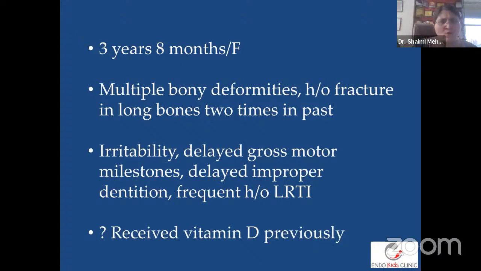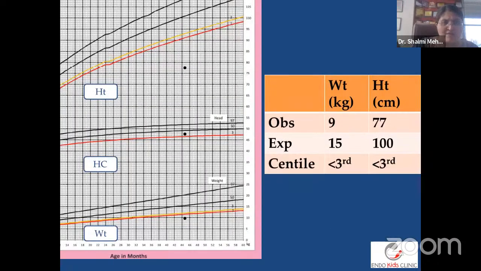And then, yes, because the child had rickets, she has mostly received a lot of vitamin D previously. And if you can look at the growth chart, you can see that the child's height percentile is quite on the lower side. So at 3 years and 8 months, the child is quite short for her peers. The weight is also on the lower side, but not very bad. But the height is definitely affected a lot.